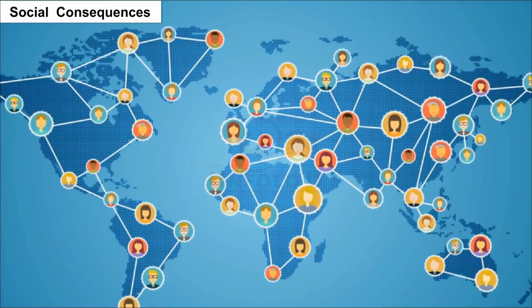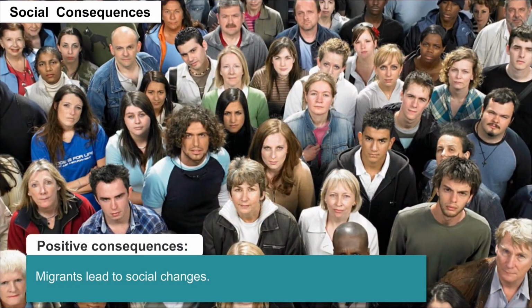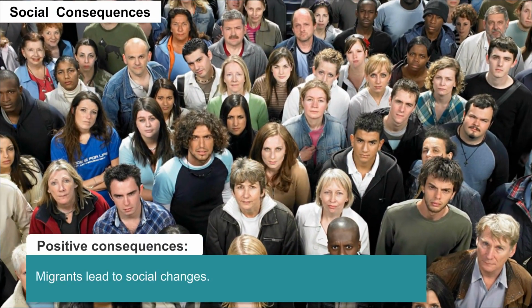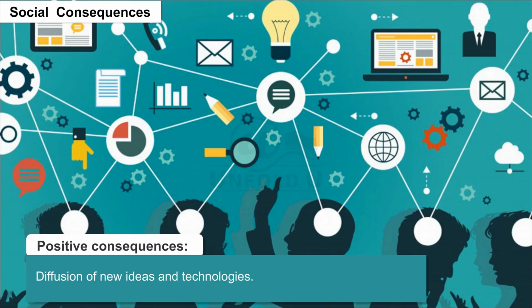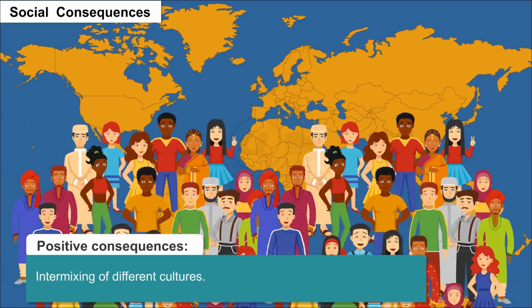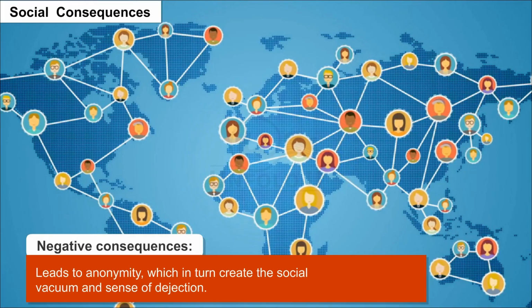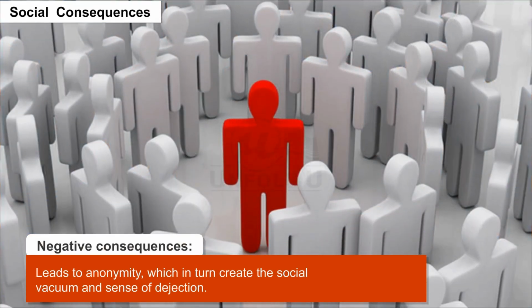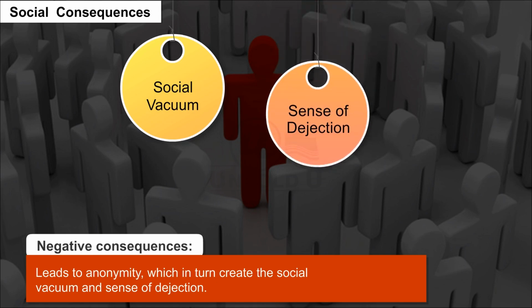Social consequences. Positive consequences. Migrants lead to social changes. Diffusion of new ideas and technologies. Intermixing of different cultures. Negative consequences. Leads to anonymity, which in turn creates the social vacuum and sense of dejection.